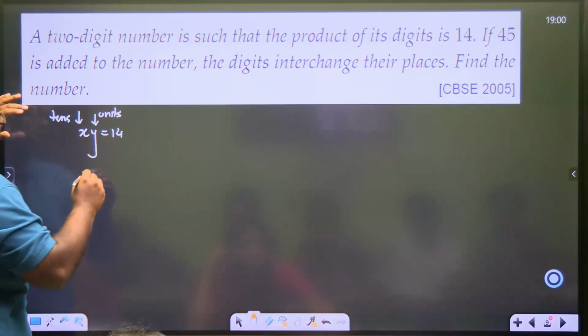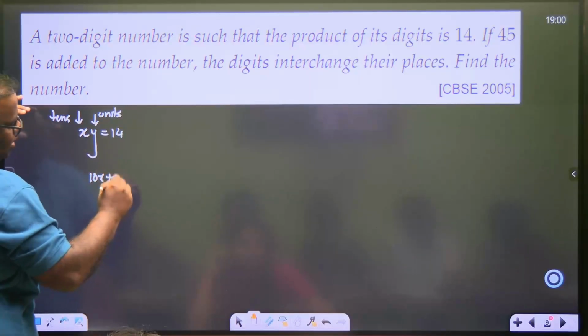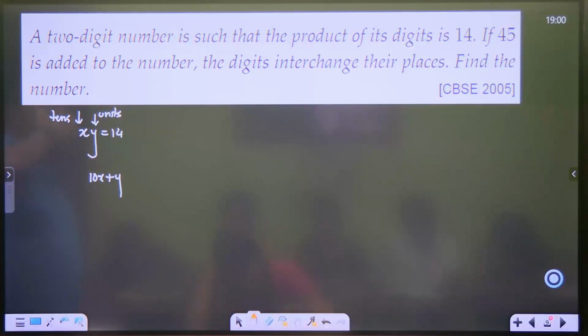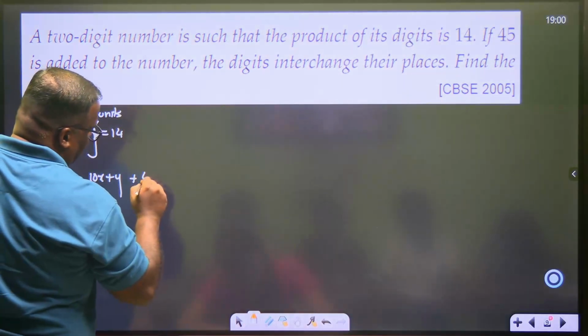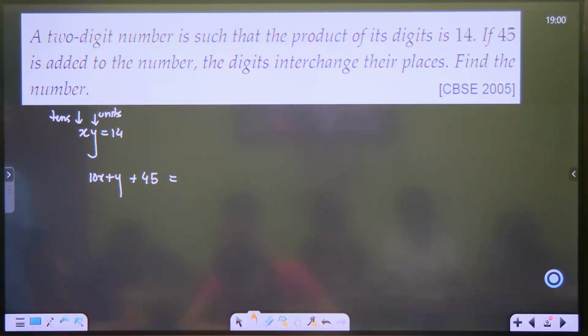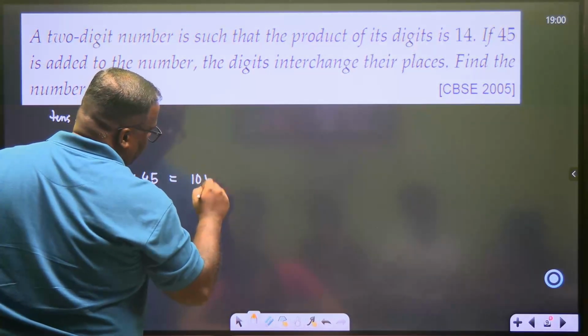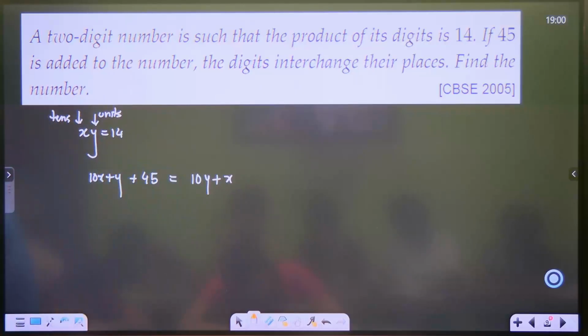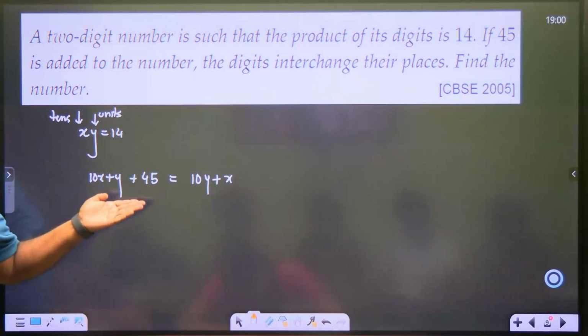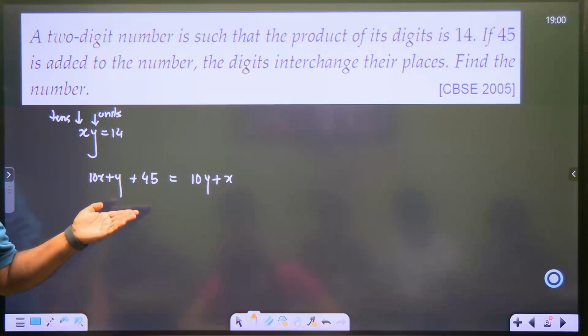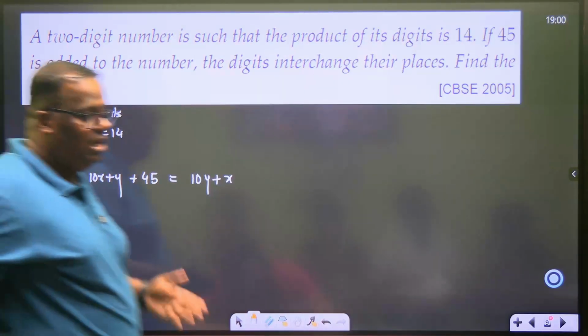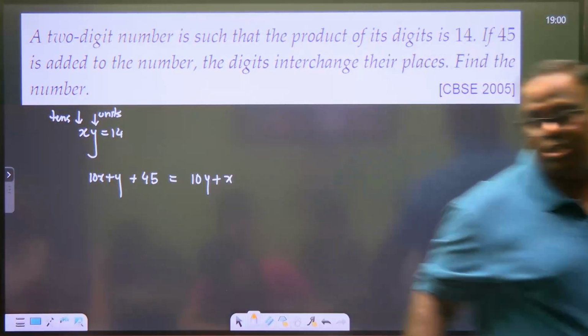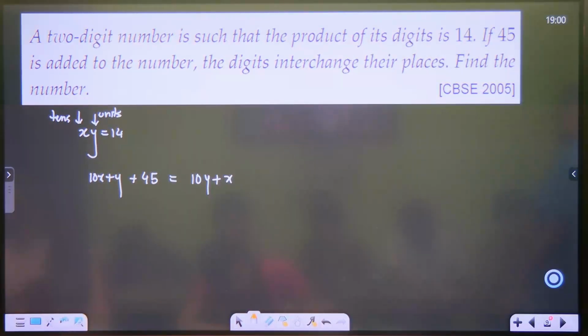Then what is your number? 10x plus y. This is your number, right? If 45 is added to the number, if you add 45 to this number, then the digits interchange their places. So the number becomes what? 10y plus x. Have you understood this concept? I have a number which is a 2-digit number. In this 2-digit number, I took the units digit as y and the tens digit as x. Then my number would be 10x plus y.